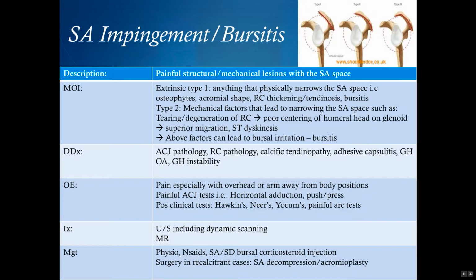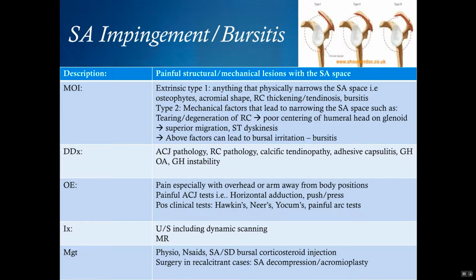Again, the differential here is quite broad and can include any pathology in the shoulder, essentially. So AC joint pathology, rotator cuff pathology, calcific tendinopathy, adhesive capsulitis, glenohumeral arthritis or instability are all potential differential diagnoses for someone presenting with subacromial impingement or bursitis.